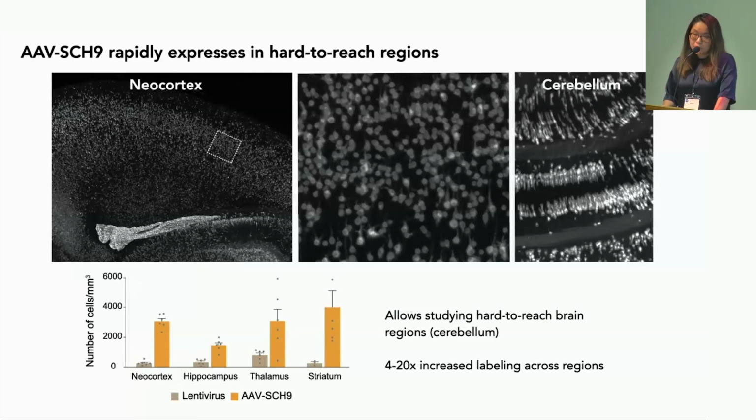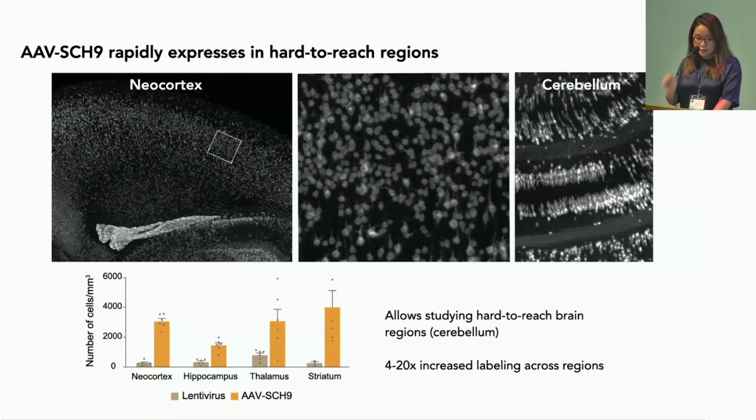And across the board, we found out that compared to lentiviruses, we can achieve a modest 4 to 20 fold increase of density of labeling. That just means that you can do 20 times less work to get to the same amount of cell number. And there are some regions such as cerebellum that was never quite possible for lentivirus.